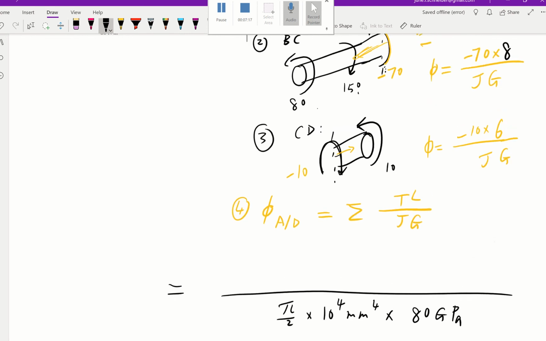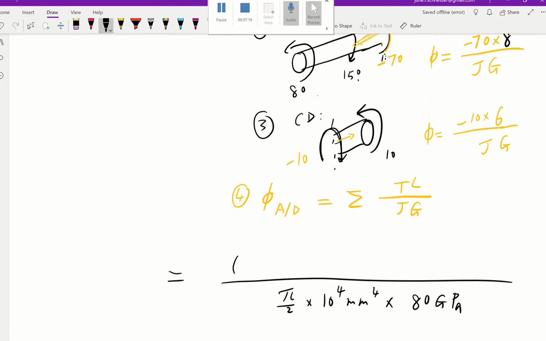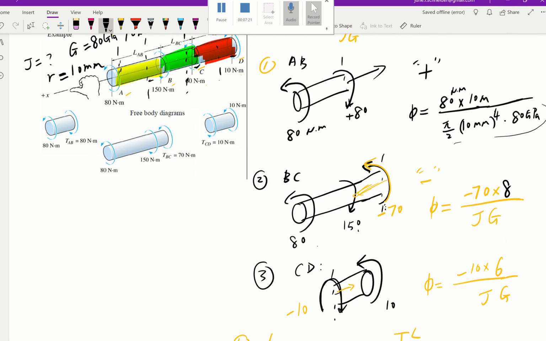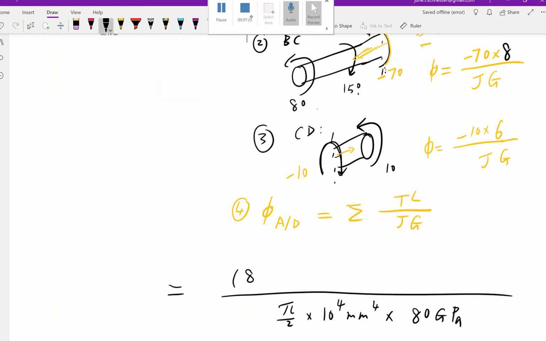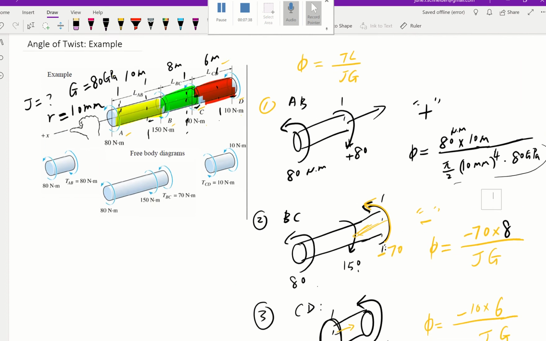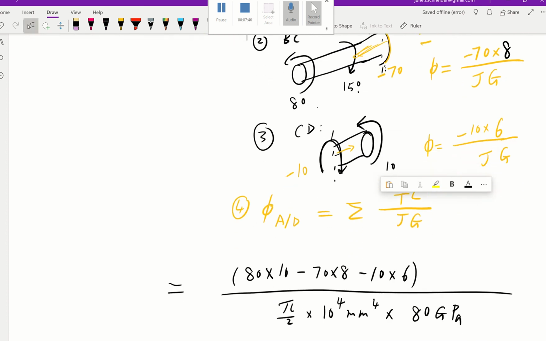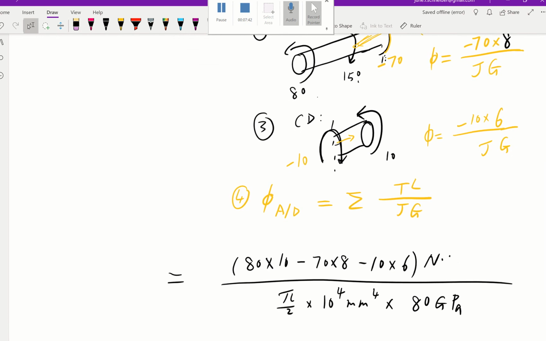And then we're going to add all those three sections together in terms of TL. The first T is 80, and L is 10. The second one is negative 70 times 4, and the third one is negative 10 times 6. And the unit, this is in Newton meter times meter. Newton meter, that's our torque, and L is in meter.